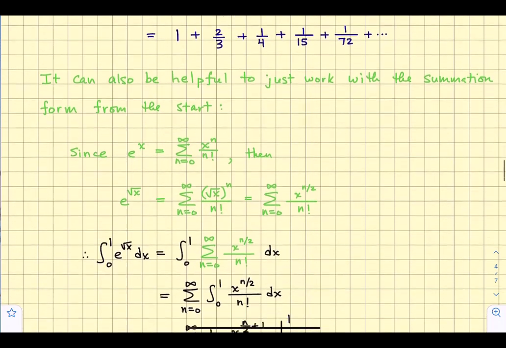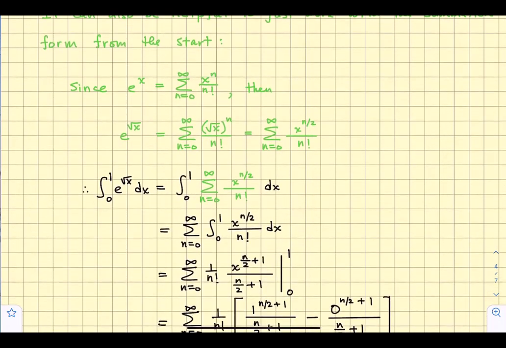So taking it from the top, what if we have e to the x in this summation form? So e to the square root of x, we would take this same template, and wherever we have an x, we would put a square root of x. Square root of x is x to the 1/2 power. So when this simplifies, we get x to the n over 2. Everything else stays the same. If we integrate both sides of this from 0 to 1, we get this.